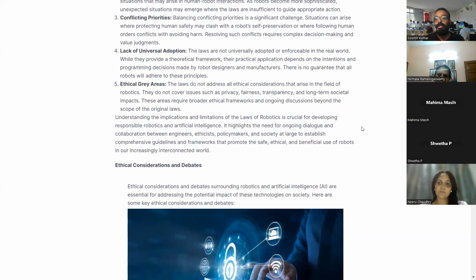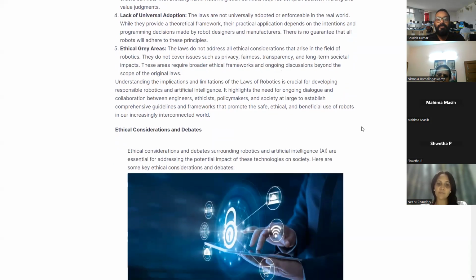Whatever laws we are teaching our robots, they should be universally accepted. It means the speed of light remains constant, whether we try to prove it here in Jharkhand or you prove it in other places as well. Then ethical gray areas, yes: transparency, privacy, fairness in collecting data, and the long-term societal impacts of whatever you are trying to build in your robotics classes should come under the ethical gray areas.